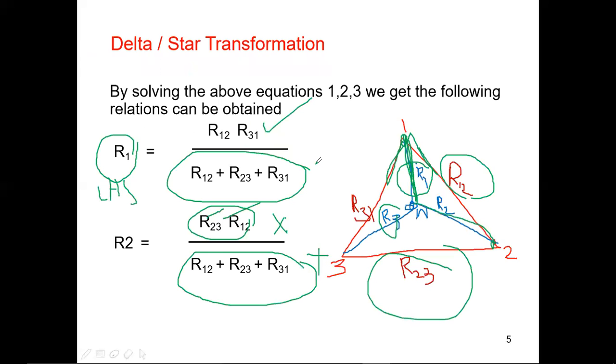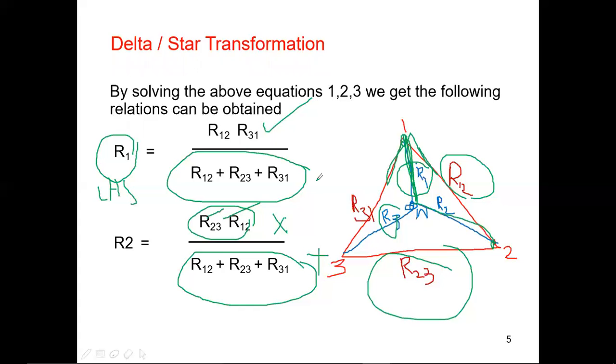Instead of R1, R2, R3, you can take R_A, R_B, R_C. But you should be clear while writing the suffix terms, and you should follow only the clockwise direction. This is about delta to star.